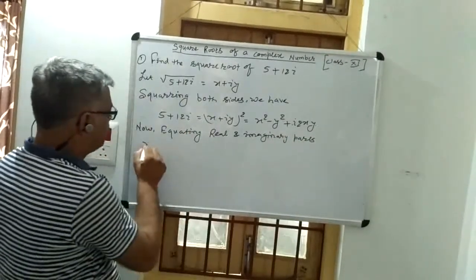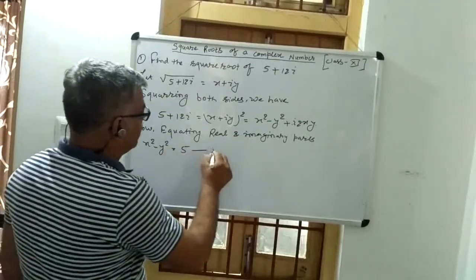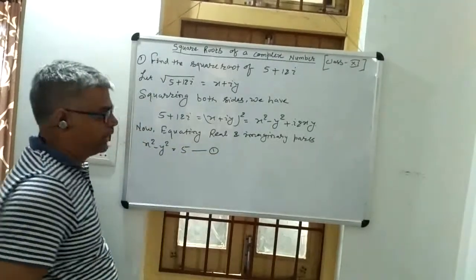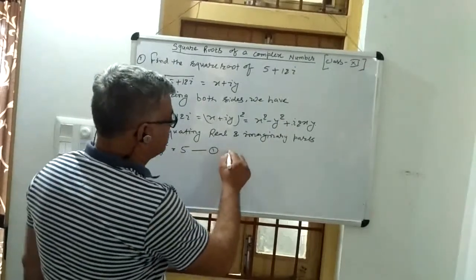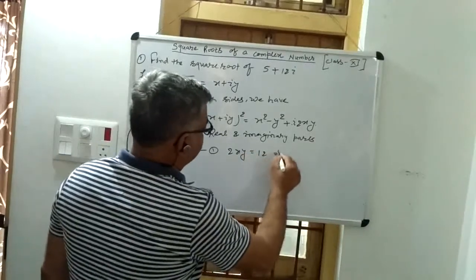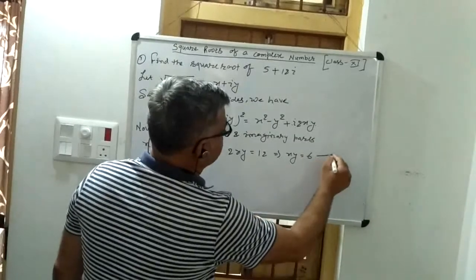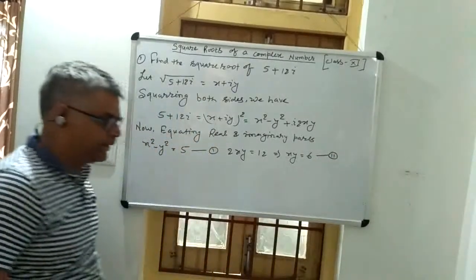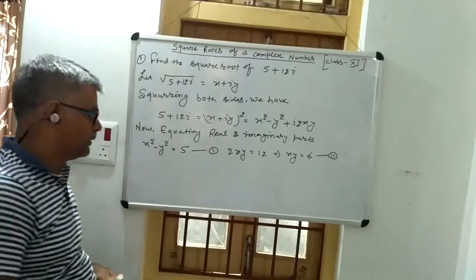So we have x square minus y square equals 5. Suppose this is equation number 1, its real part, and its imaginary part is 2xy equals 12, which is xy equals 6, and this is your second equation. We got this relation from the imaginary part.